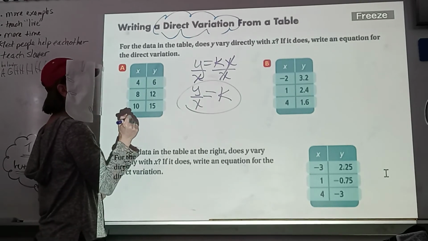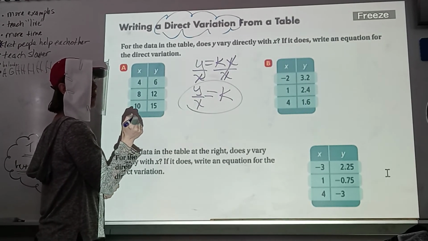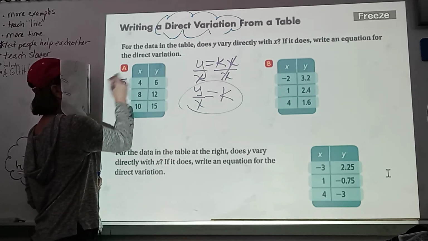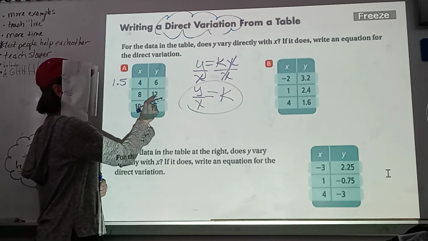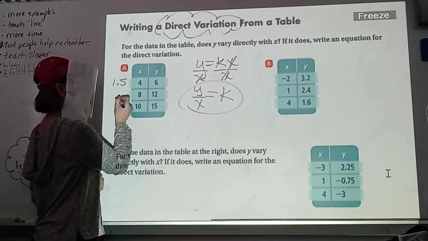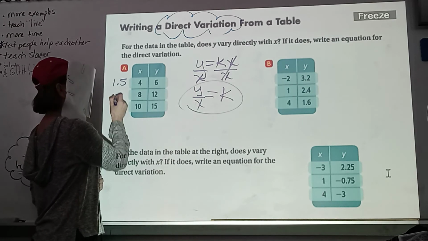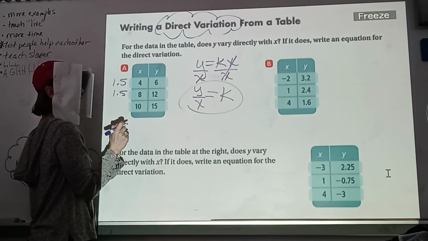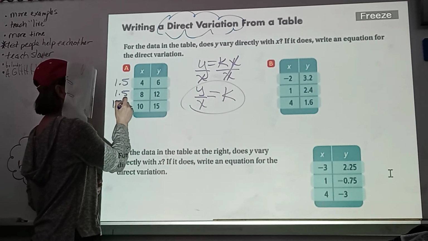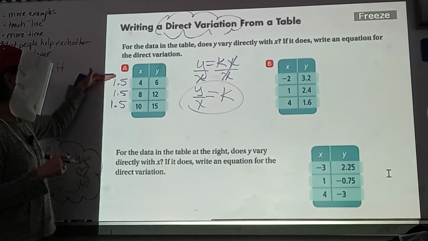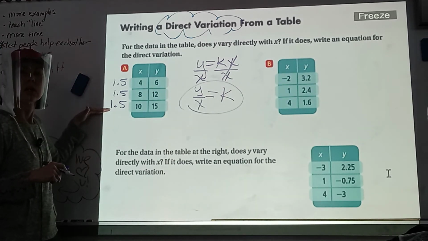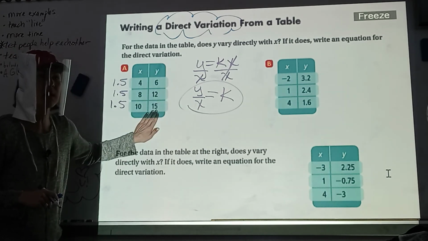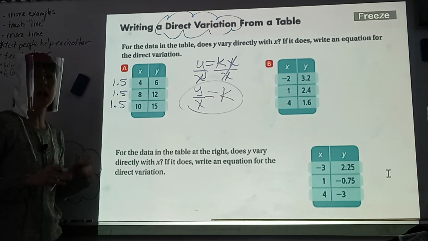So what is 6 divided by 4 give us, Marvin? 1.5. Okay, now do it again. 12 divided by 8, what does that give us? 1.5. Do it again. 15 divided by 10 gives us what? 1.5. Guys, do you see that it's the same every time? We took the y value divided by the x value in the table, and we got the same every time.